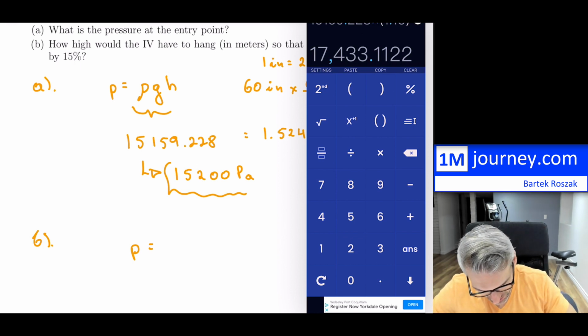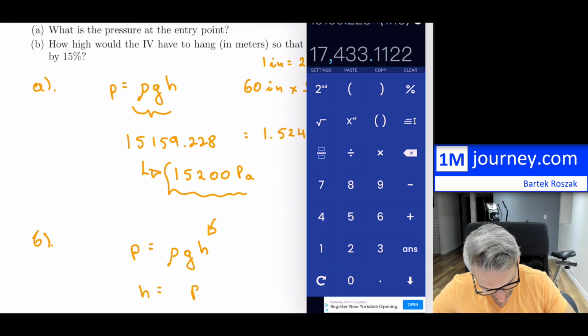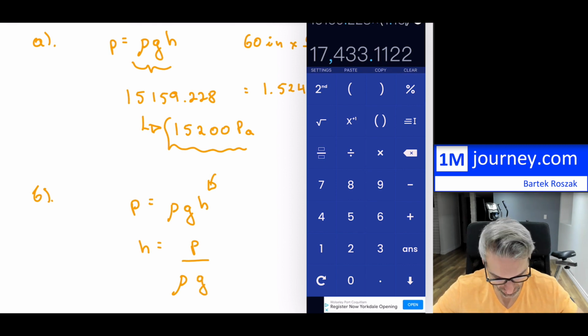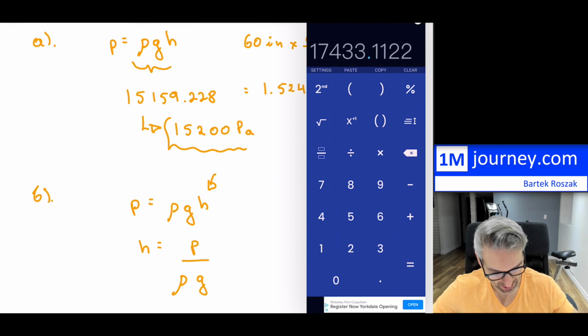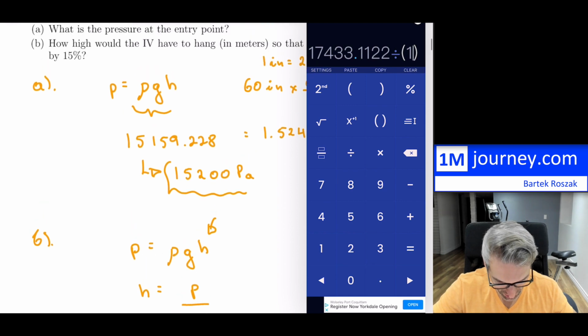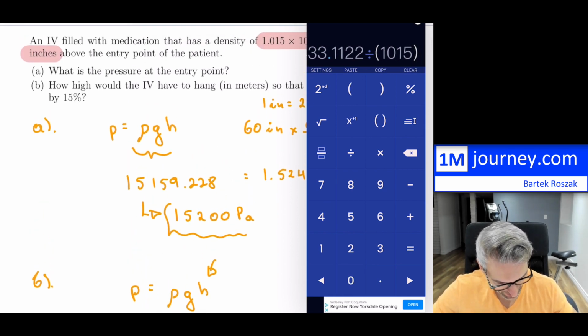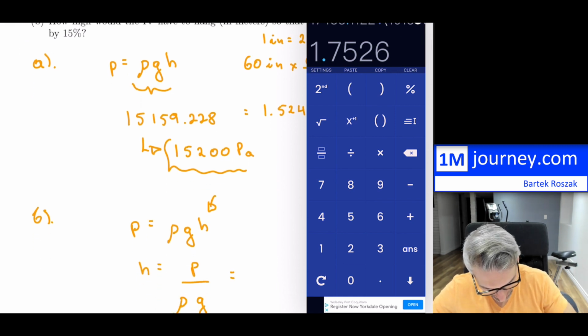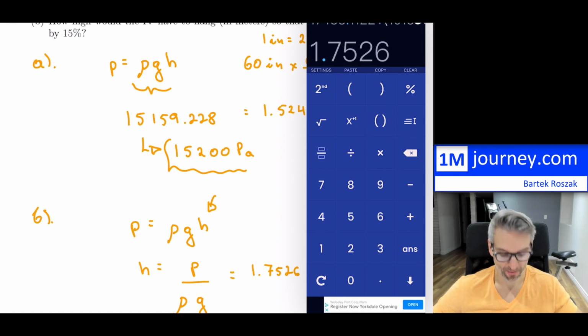Now if you have this, I have the density, I have the gravity, and I can solve for the h. I can just say h is equal to pressure divided by the density multiplied by g in the denominator. That would completely work. So you can take this and divide by 1.5 times 10 to the 3 multiplied by 9.8, equals, and there you go, there's your height, which is 1.7526. To 3 sig figs, it's 1.75 meters.